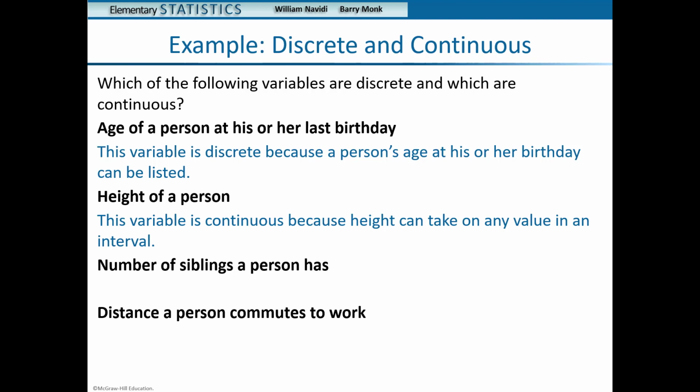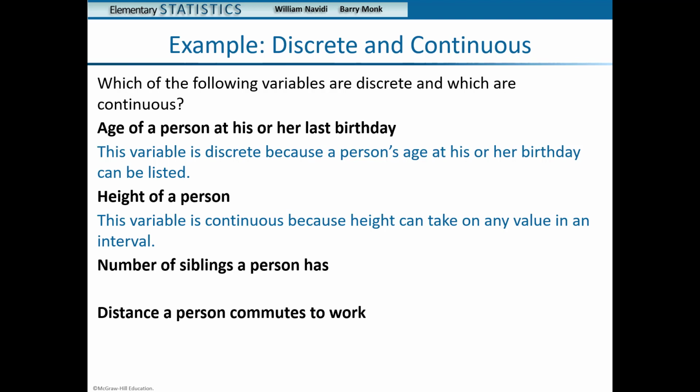It's not restricted to exactly 4 feet or exactly 5 feet or exactly 6 feet. It could be 5.5 feet or 5.378 feet, or 4.29817. So there's a continuous spectrum of values that could potentially be a height. There is a lower limit and an upper limit, but within that interval, the height can be any value. It's not restricted to just certain discrete values.